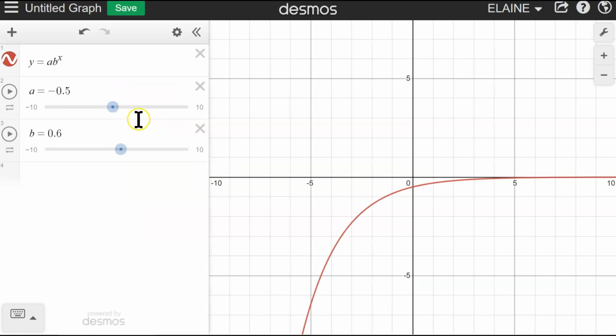Okay? Alright, and then the last one, we want it to start way up high and then level off. So I'm going to change this one. Nope. So way up high. There we go. Way up high and level off. So A has to be just greater than 0.